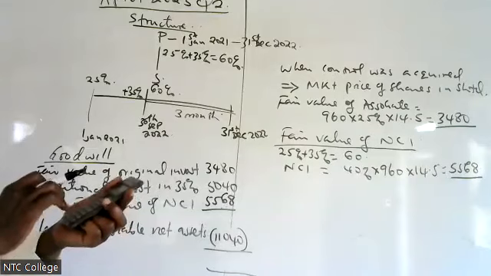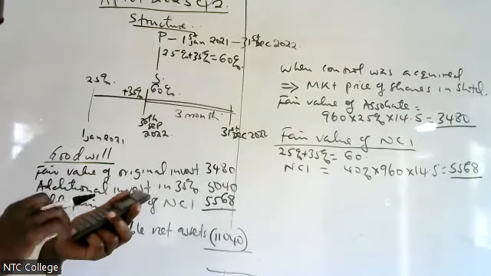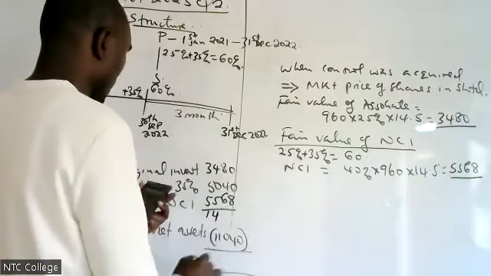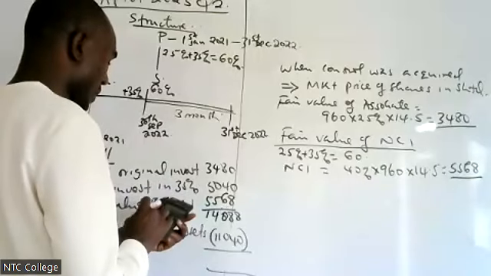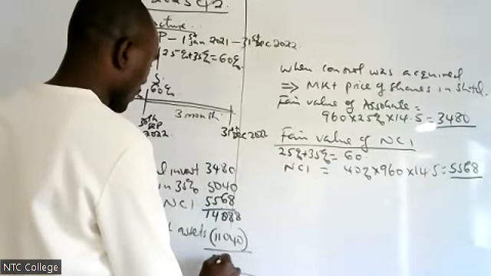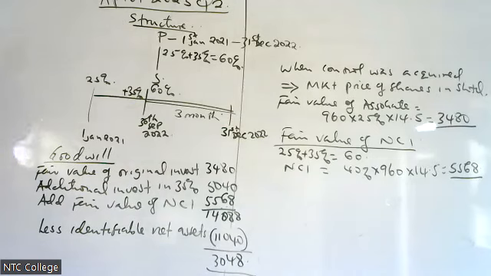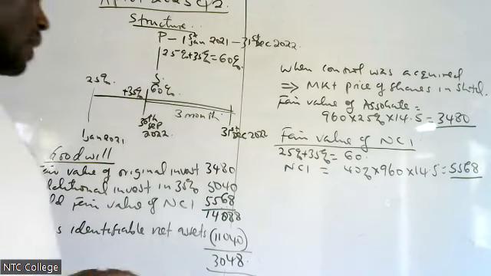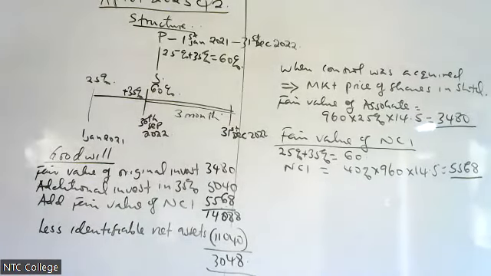It will be 3480 plus 5040 plus 5568. I'm getting 14088 minus 11040, which is 3048. 3048 is my goodwill. If I'm not wrong, 3048 is my goodwill. Any question up to that point, Ruth? Any question?